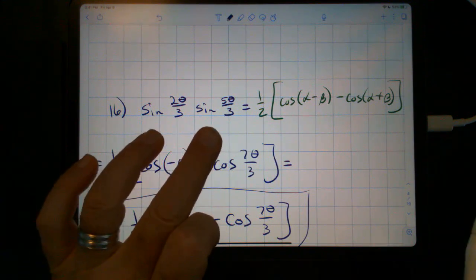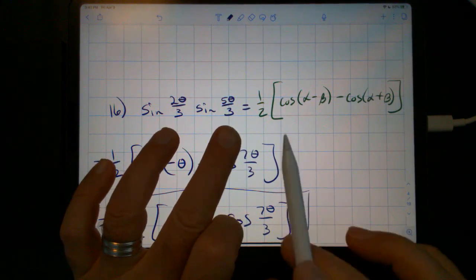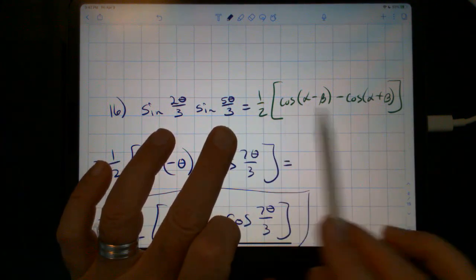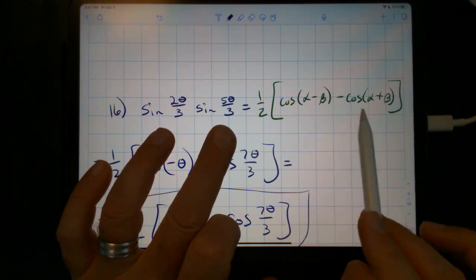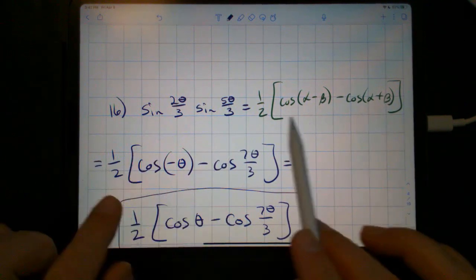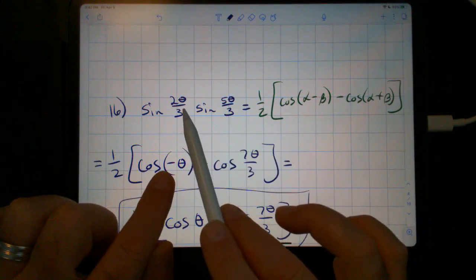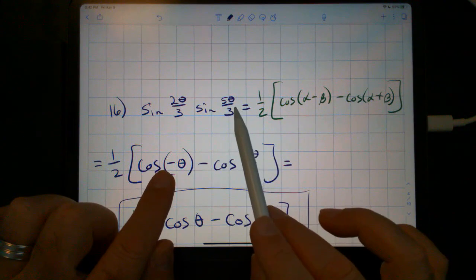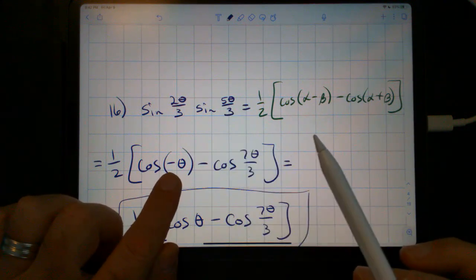So here we have sine of one angle times sine of a different angle. So we'll have this basic structure, 1/2 times cosine of alpha minus beta minus cosine of alpha plus beta. So we have the 1/2. Alpha minus beta is 2 theta over 3 minus 5 theta over 3. That'll be negative 3 theta over 3, which is negative theta.